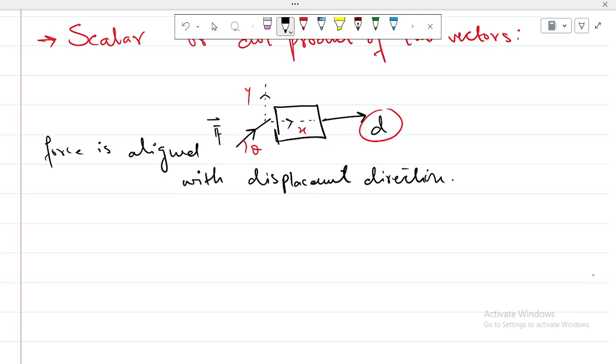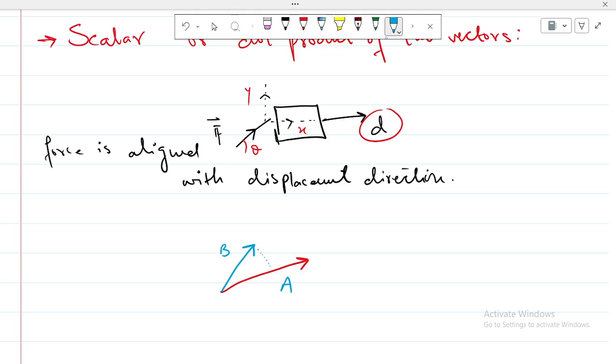Let's see this. So imagine that I have a vector A and I have a vector B. So this is my A, this is my B, and I want to find out how much of this B is actually projected onto A.